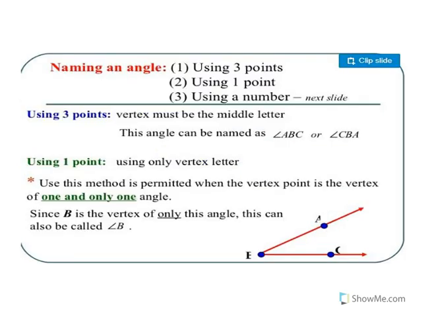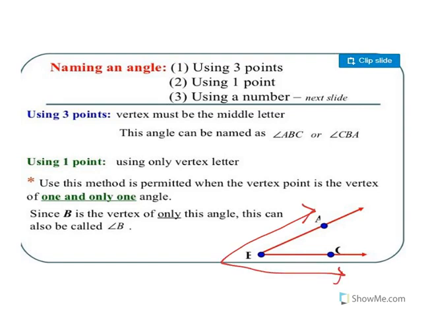Okay, now naming an angle. We can name an angle using three points, or using just one point, or using a number. Using three points, the vertex must be the middle letter. So this angle can be named angle ABC. We can start here: A, B, and C.